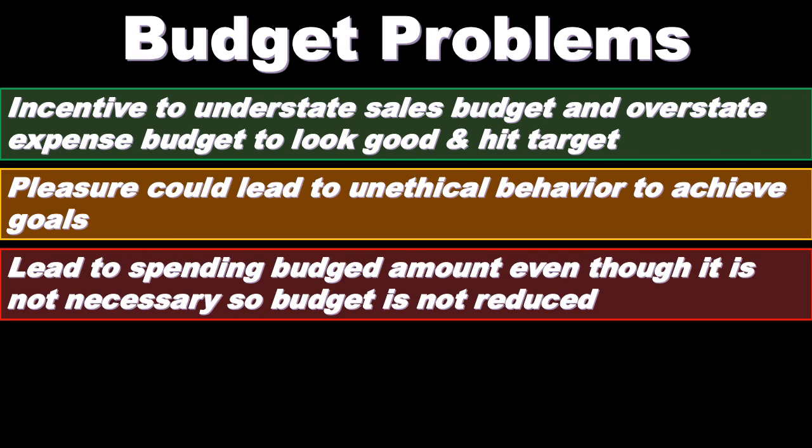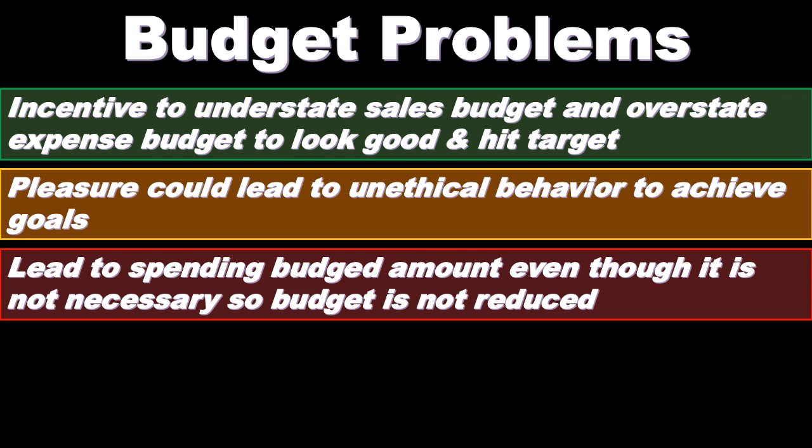Budgets could lead to spending the budget amount even though it is not necessary, so the budget is not reduced. In other words, it could lead to people saying, hey, this is how much was allocated for me to spend this period. I'm going to spend that amount no matter what, even if I don't have to, so that next period I am allocated at least the same amount. So we want to be aware of that. That's going to be a natural incentive within the budgeting process. Again, we want to set up a culture that says, hey, it would be good.